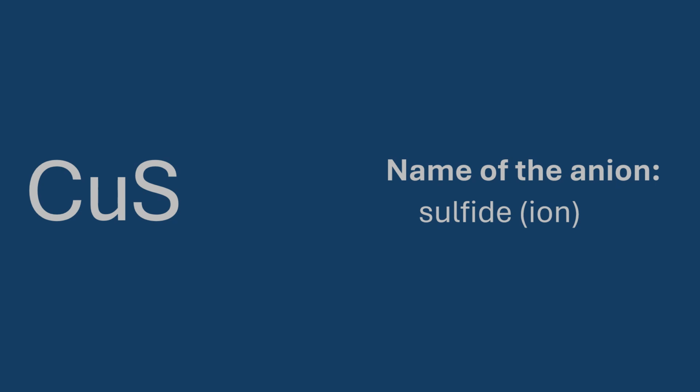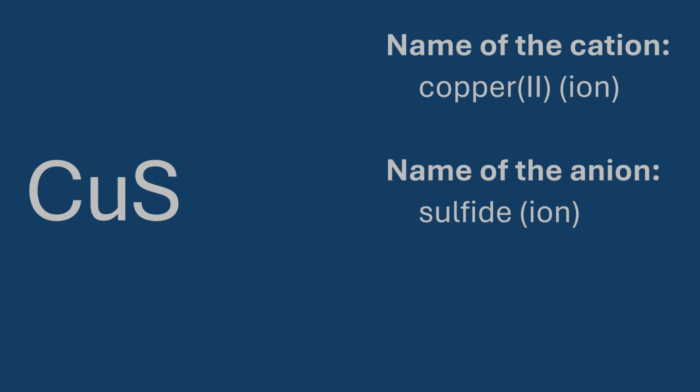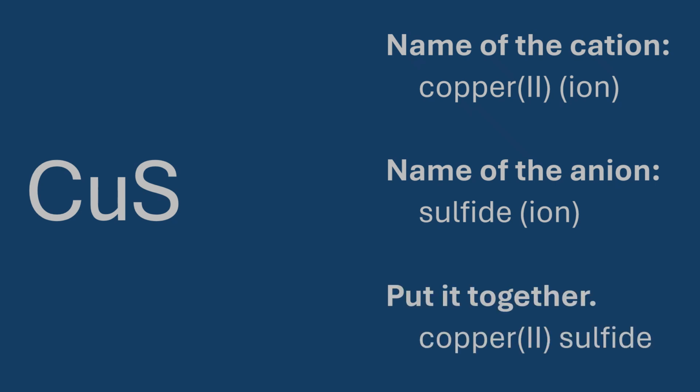Since there is a single copper cation in this case paired with a single sulfide ion, the magnitude of their charges must be identical. So the name of the cation would be the copper(II) cation. The name of the salt, therefore, is copper(II) sulfide.